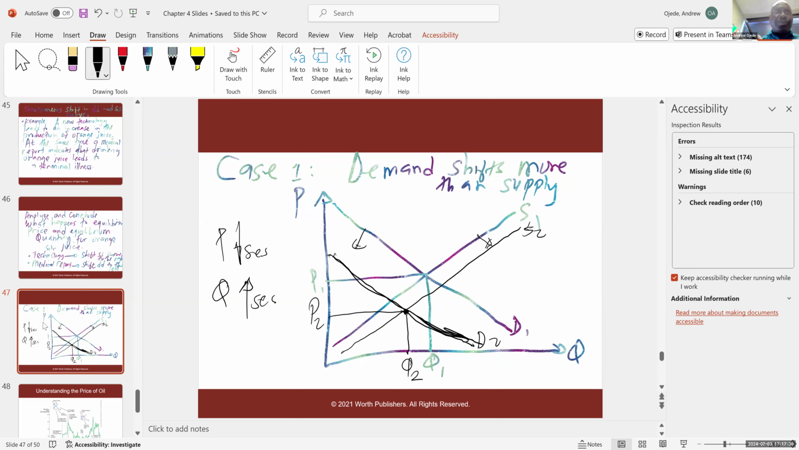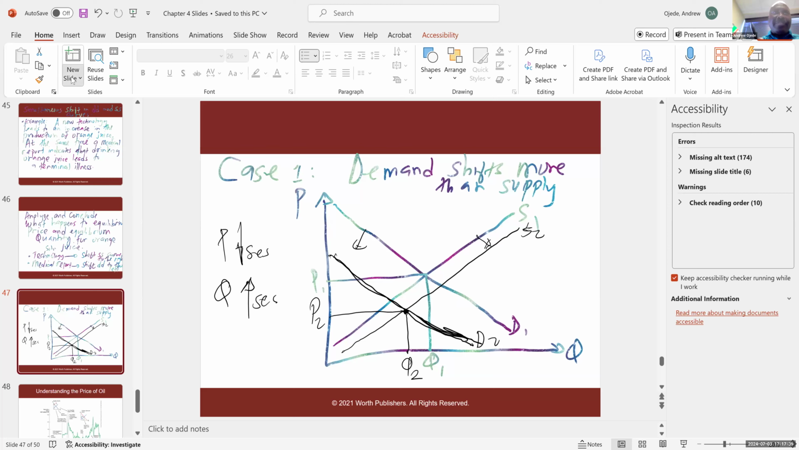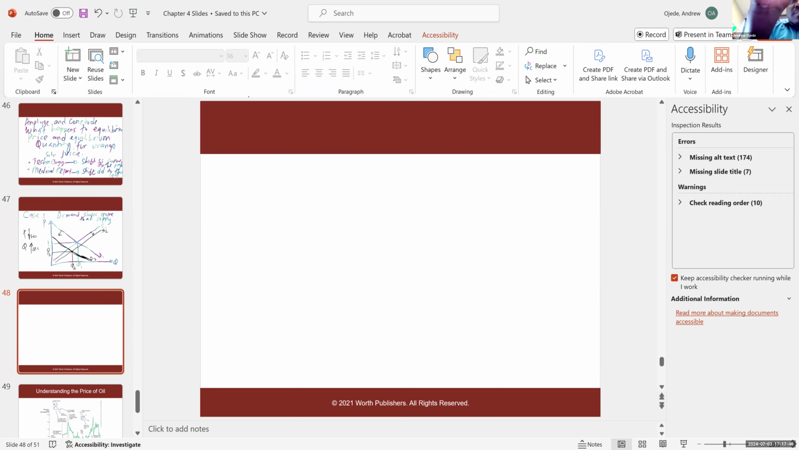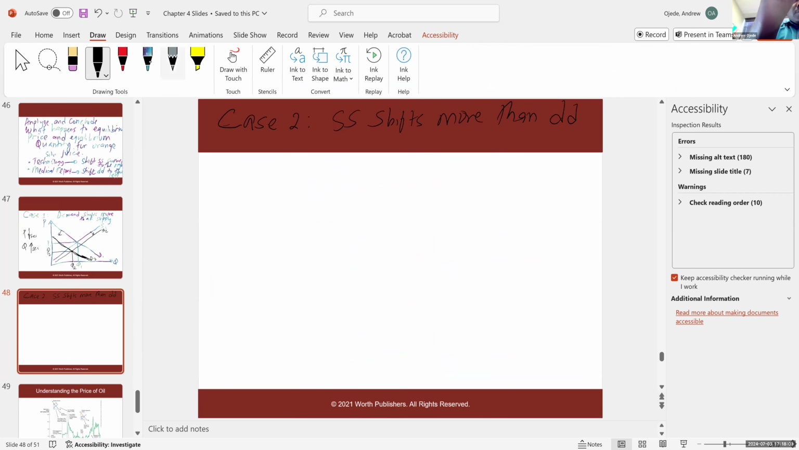Then you have to do case two. Case two is going to be a case where we're going to assume that the supply curve is going to be shifting disproportionately more than the what? The shift of the demand curve. Okay? So case two, we can say supply shifts more than demand. Okay, so we know that that's going to look like this. Let's analyze this second case.